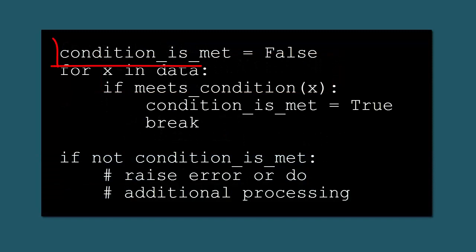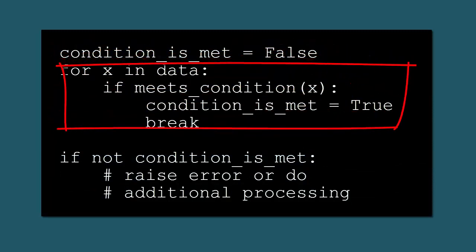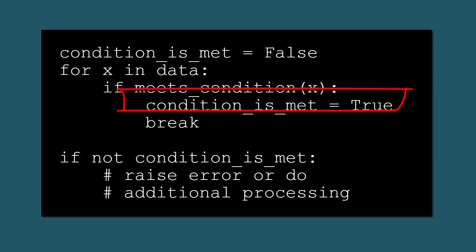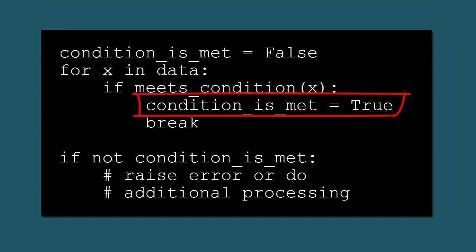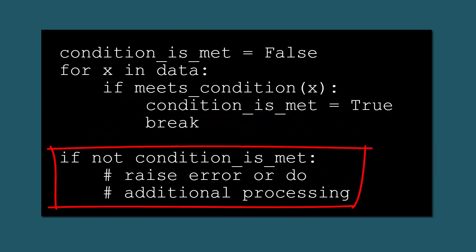You set a flag for meeting the condition with an initial value False. You then loop through, and if you find what you're looking for, you change the value of the flag to True. After the loop, you check the value of your flag to decide what to do next.